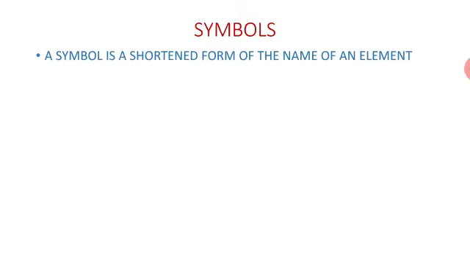Today we are going to discuss symbols. What is meant by symbols? A symbol is a shortened form of the name of an element.